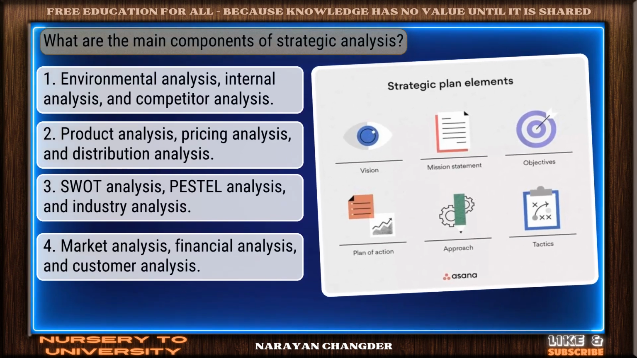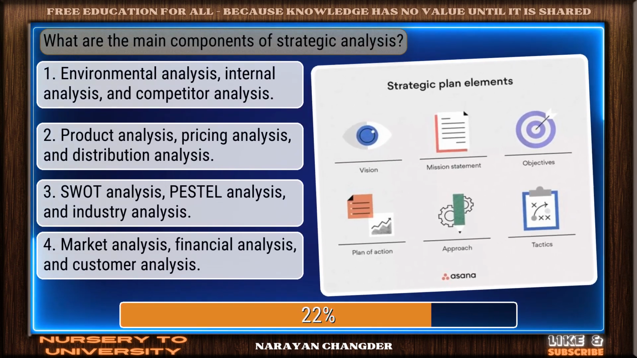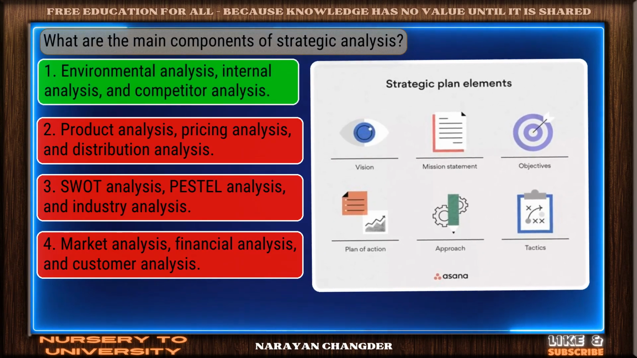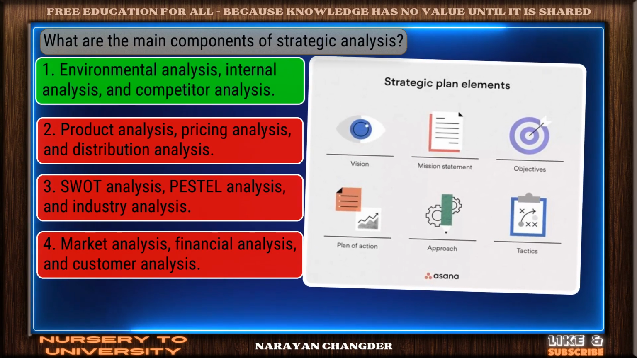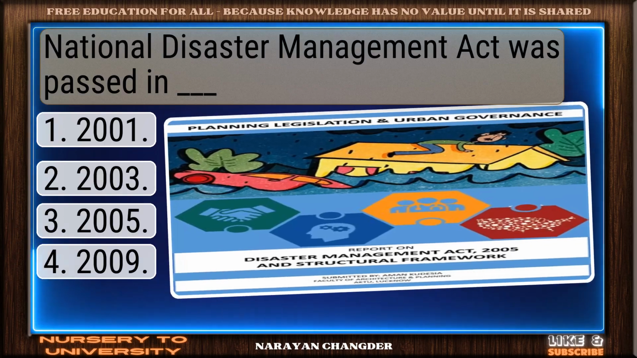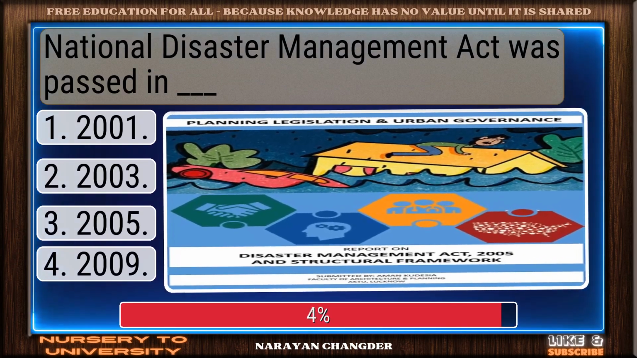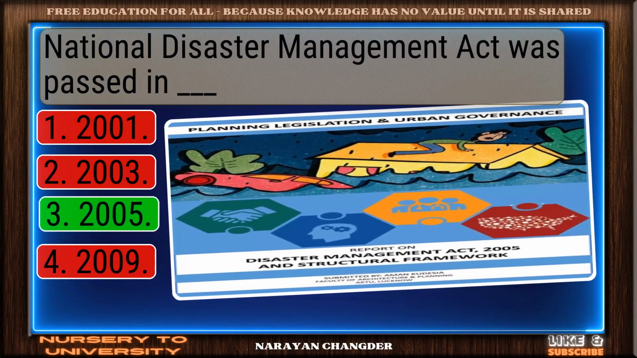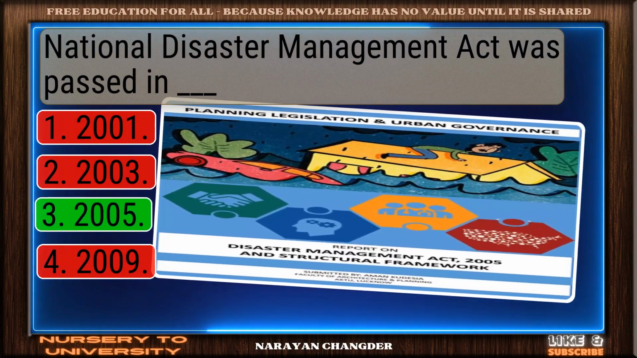What are the main components of strategic analysis? Smart pick. Environmental analysis, internal analysis, and competitor analysis is the correct choice. The National Disaster Management Act was passed in Dash. Perfect. 2005 is the correct choice.